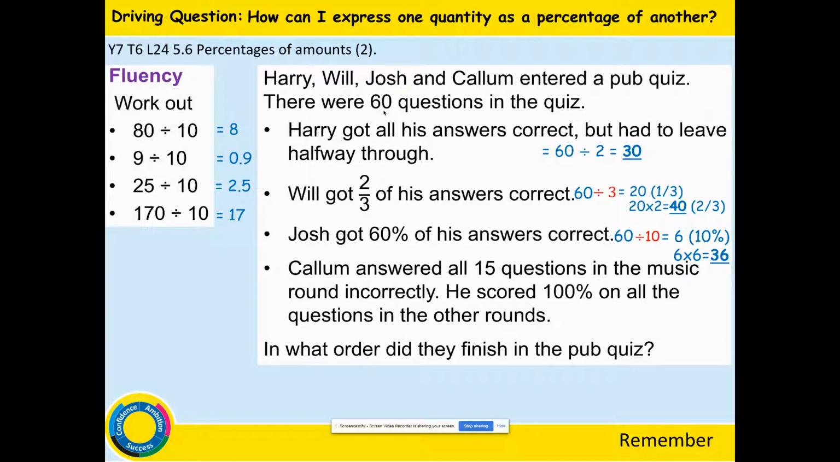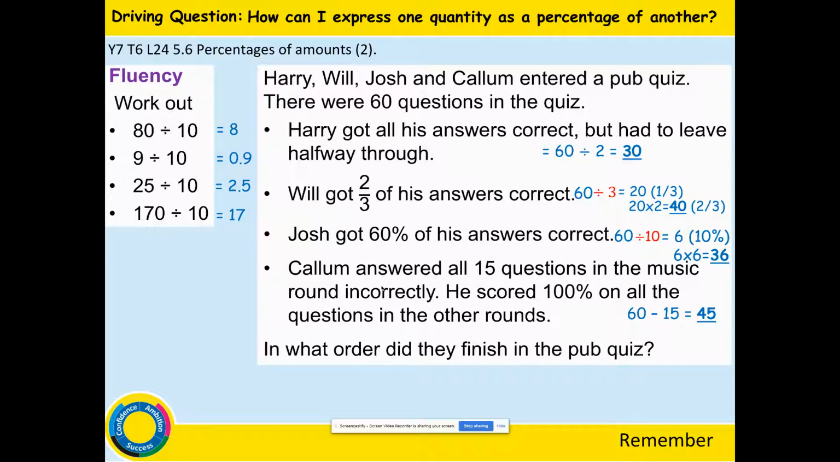So Callum answered 15 questions in the music round correctly. So we need to take 15 away from 60 to find out how many he got 100% for. So he got 100% for 45 questions, for the other 45 questions. So in what order did they finish in the pub quiz?